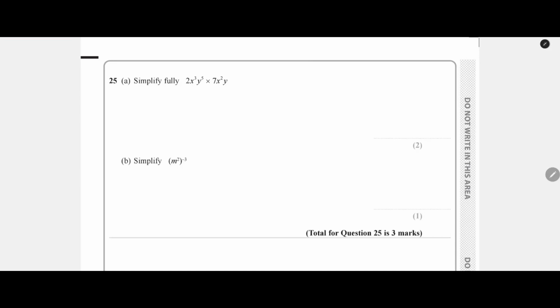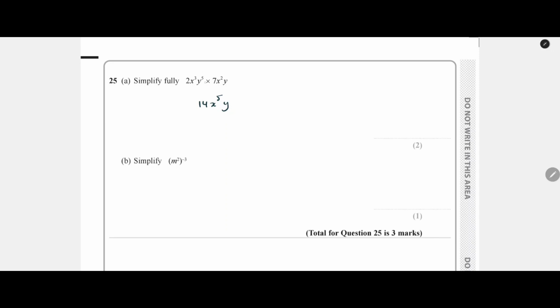Question 25 says, simplify fully 2x cubed multiplied by y to the power of 5 times 7x squared multiplied by y. So we can multiply all the like terms. So 2 times 7 is 14. X to the power of 3 multiplied by x to the power of 2, you add the indices. So that's 3 plus 2, which is 5.